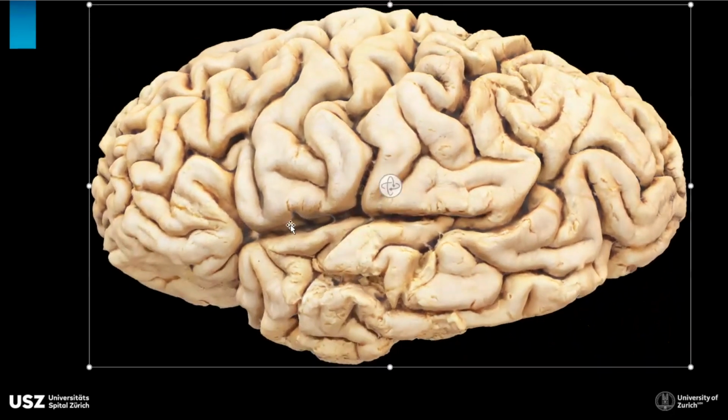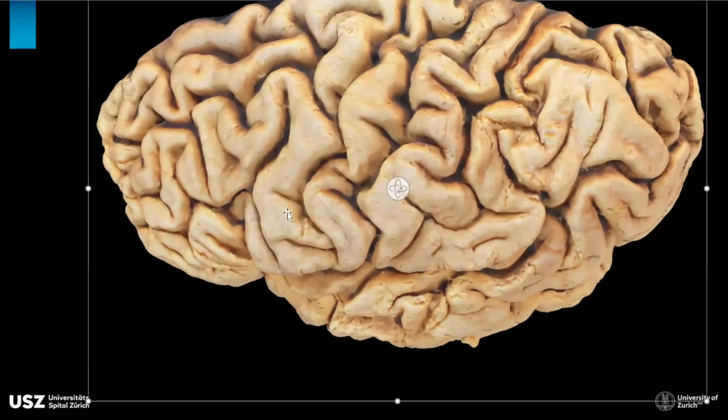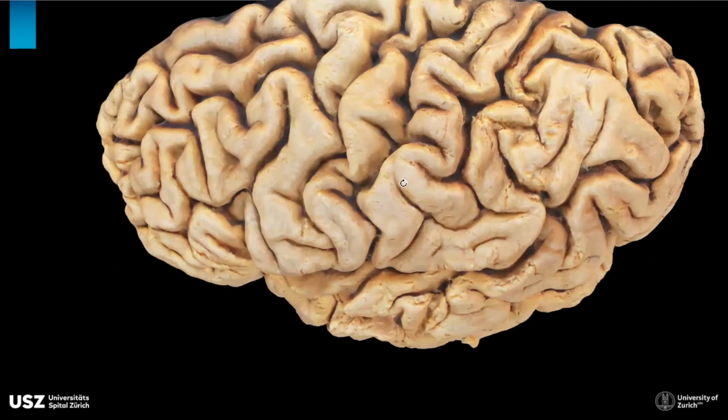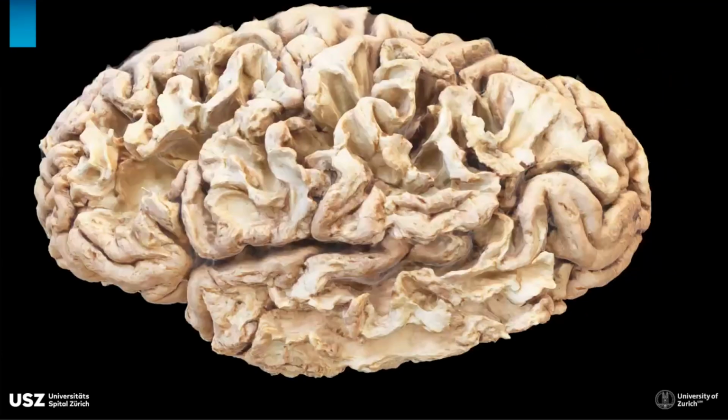Here we recognize our Sylvian fissure. We recognize our central sulcus here, rotating in every way to appreciate the anatomy. We'll see the central gyrus, postcentral gyrus, and all the gyri that we just mentioned. Second step will be the decortication.